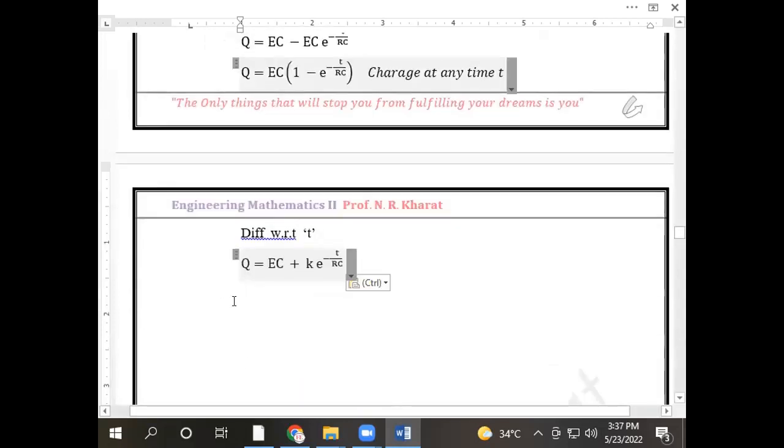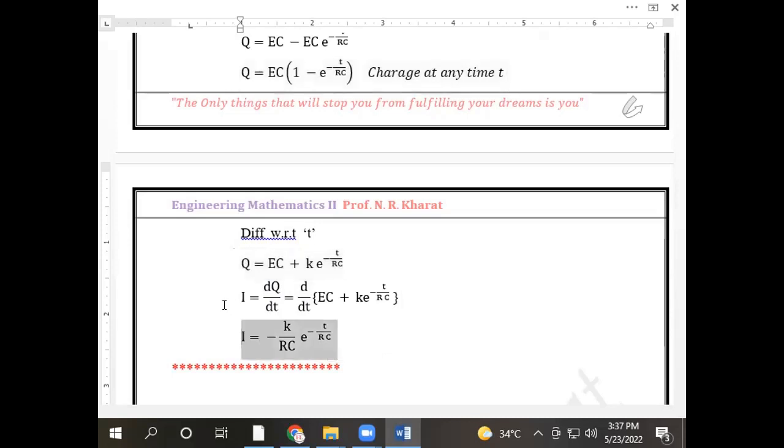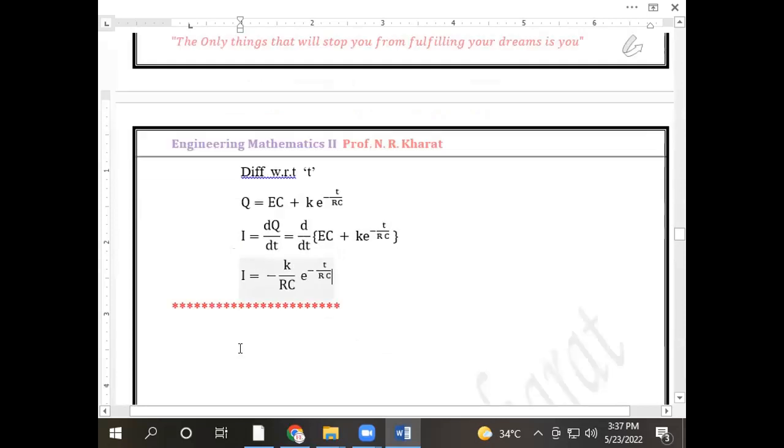So we get dq upon dt, the derivative of EC plus K times e raised to minus t upon RC. After differentiating, EC is a constant, so its value becomes 0. We get the current which is flowing through the given circuit. In this way, we can find the value of the charge or the current flowing through the given circuit. So, in this way, we can calculate either charge or current.